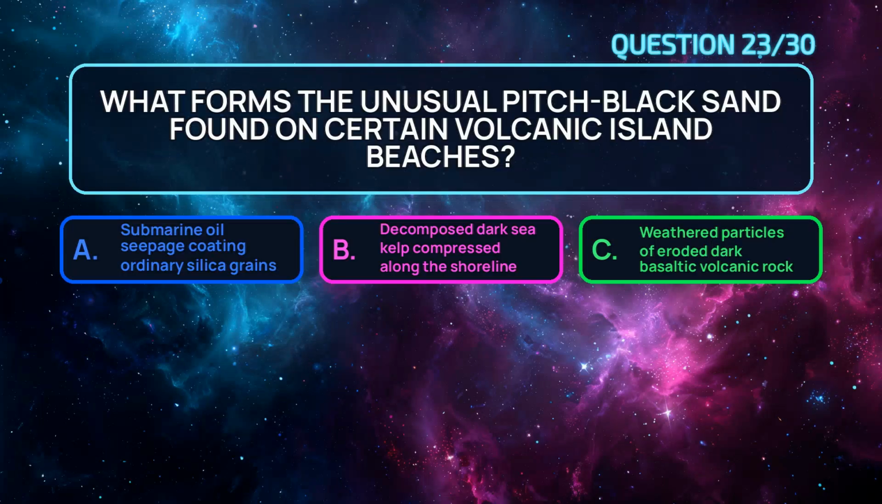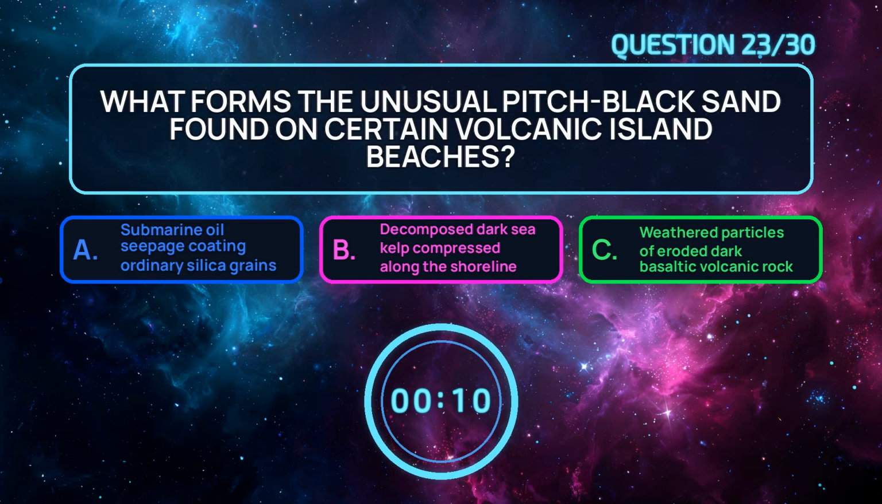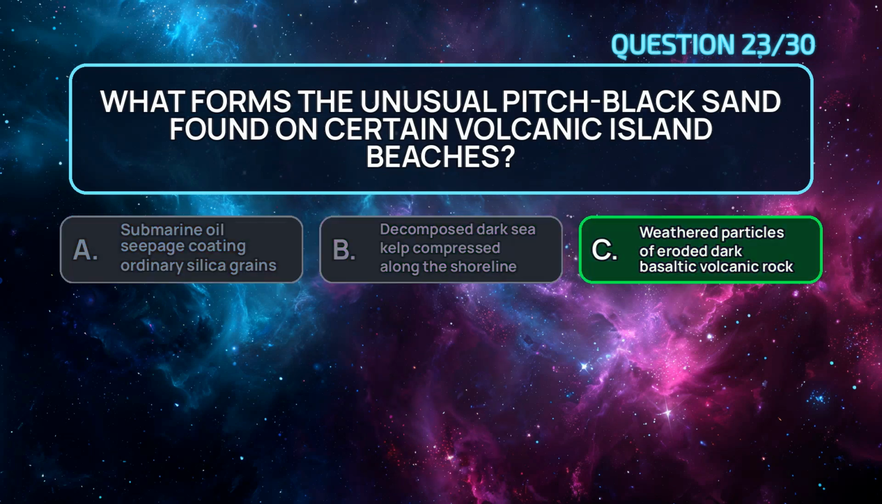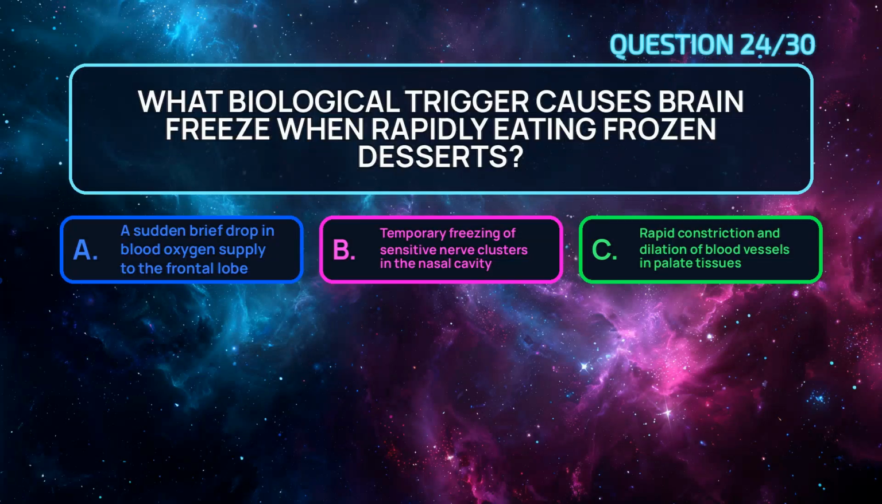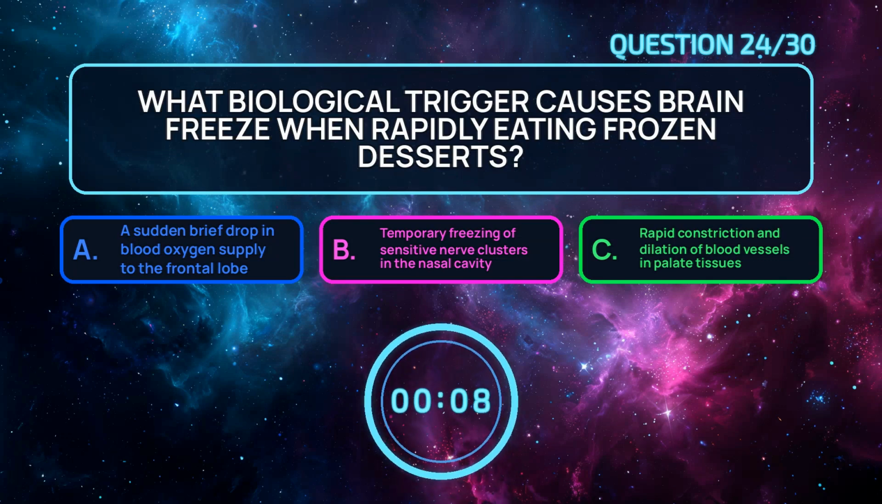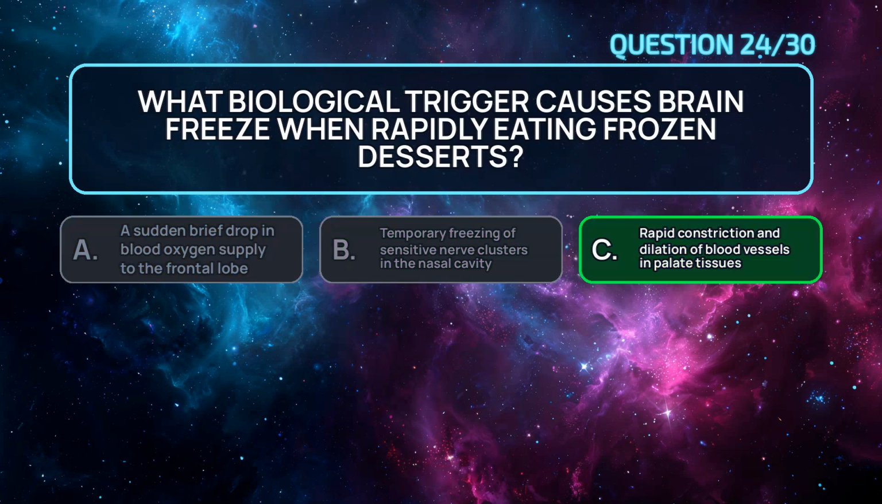What forms the unusual pitch black sand found on certain volcanic island beaches? Correct answer. Weathered particles of erosion. What biological trigger causes brain freeze when rapidly eating frozen desserts? Correct answer. Rapid constriction and dilation.